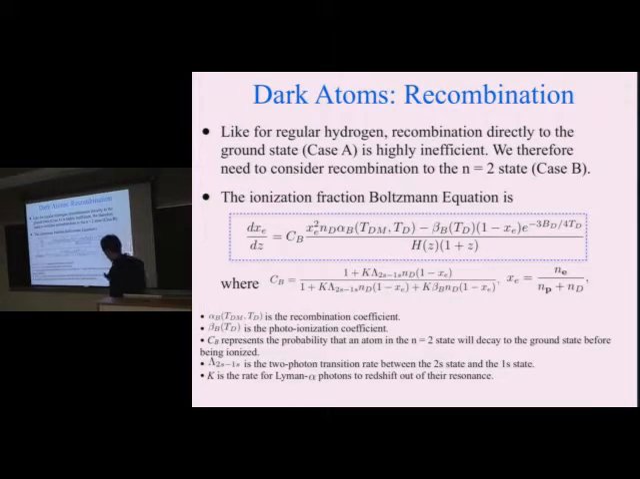Now, let me dive briefly into recombination. Just like for regular hydrogen, recombination cannot happen by just directly recombining to the ground state of the atom, because once you do that, you emit a very energetic photon that goes and just ionizes other atoms. That's very inefficient. So what you do is you consider case B recombination, which recombines to the first excited state, and then cascades down to the ground state.